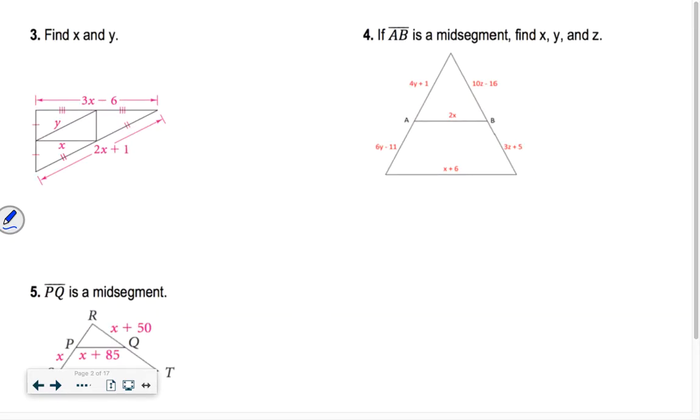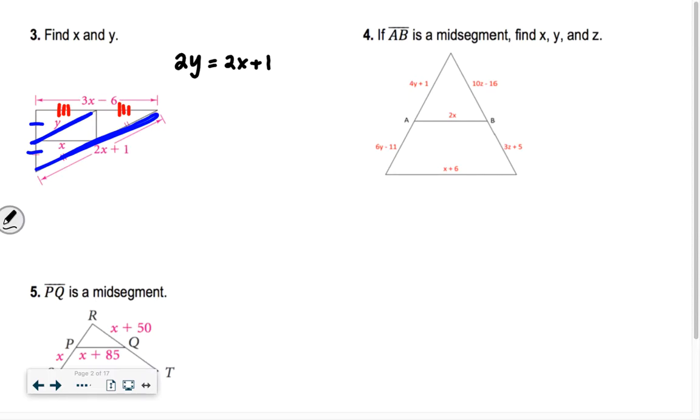All right, so let's try some more. So number 3 says find x and y. So we see lots of congruence marks. So we check and we're like, okay, yep, this is congruent to this. This is congruent to this. So that means that this y is going to be half of the 2x plus 1. But that's not really helping us, is it? So I'm going to say 2y equals 2x plus 1 instead of saying half of 2x plus 1 equals y.